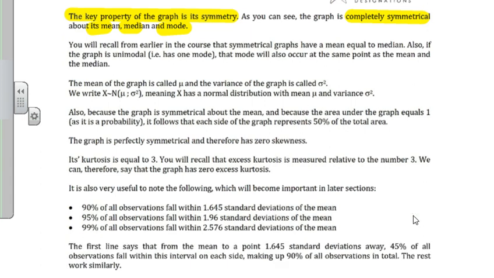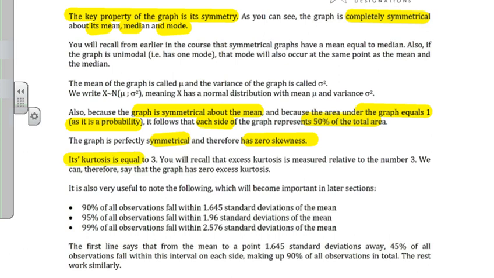Just to tell you, because the graph is symmetrical about its mean, the area under the graph, yes, we know equals 1. Why does it equal 1? Because probabilities sum to 100%. I'm hoping people are starting to see the flow over here. Each side of the graph then represents 50% of the total area. It's perfectly symmetrical. If it's symmetrical, no part of the graph is skewed to either side, not to the left, not to the right. It therefore exhibits zero skewness.